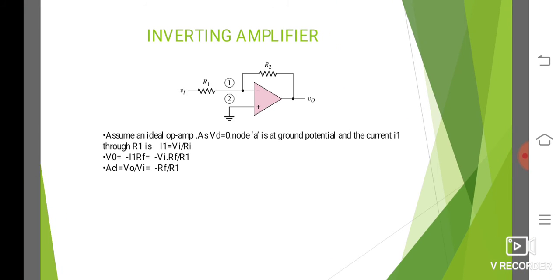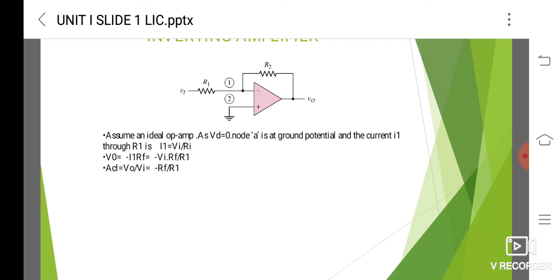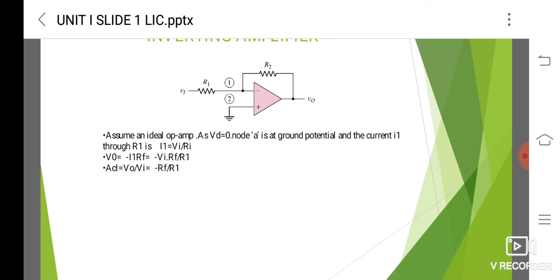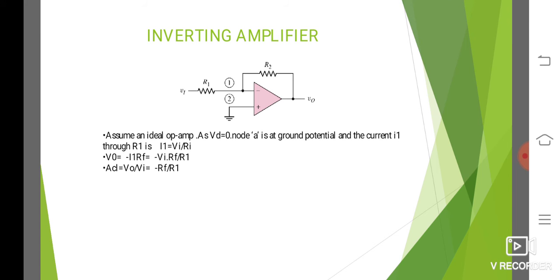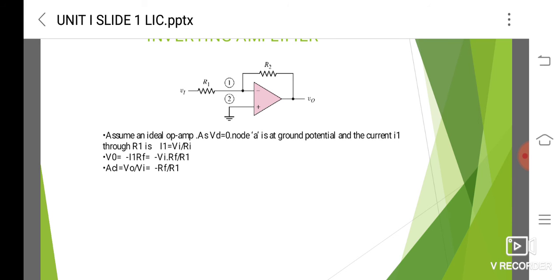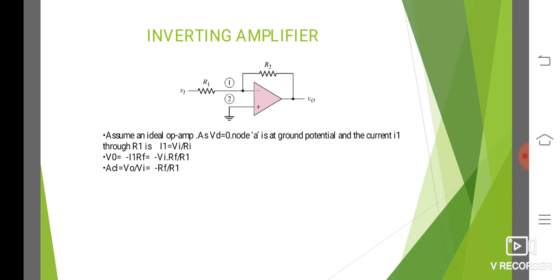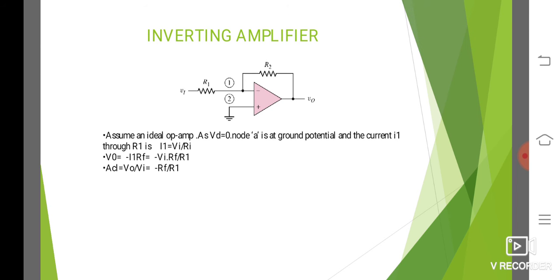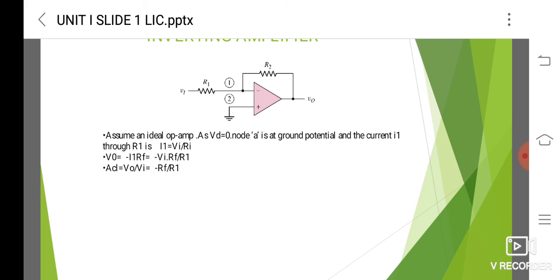Now we can see that there are 2 basic types of operational amplifier: the inverting operational amplifier and the non-inverting operational amplifier. First we will see the inverting operational amplifier. In the inverting operational amplifier, the output voltage V0 is fed back to the inverting input terminal through the resistor R2, or in some other books it is noted as RF. It is called the feedback resistor.